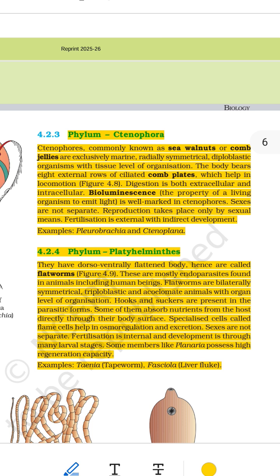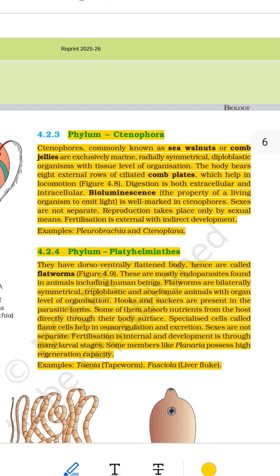Sure, here's a great, deep and detailed summary of the 2 phyla, Ctenophora and Platyhelminthes, explained in very simple, clear and complete English, as if you're learning for the very first time. Phylum Ctenophora, comb jellies.